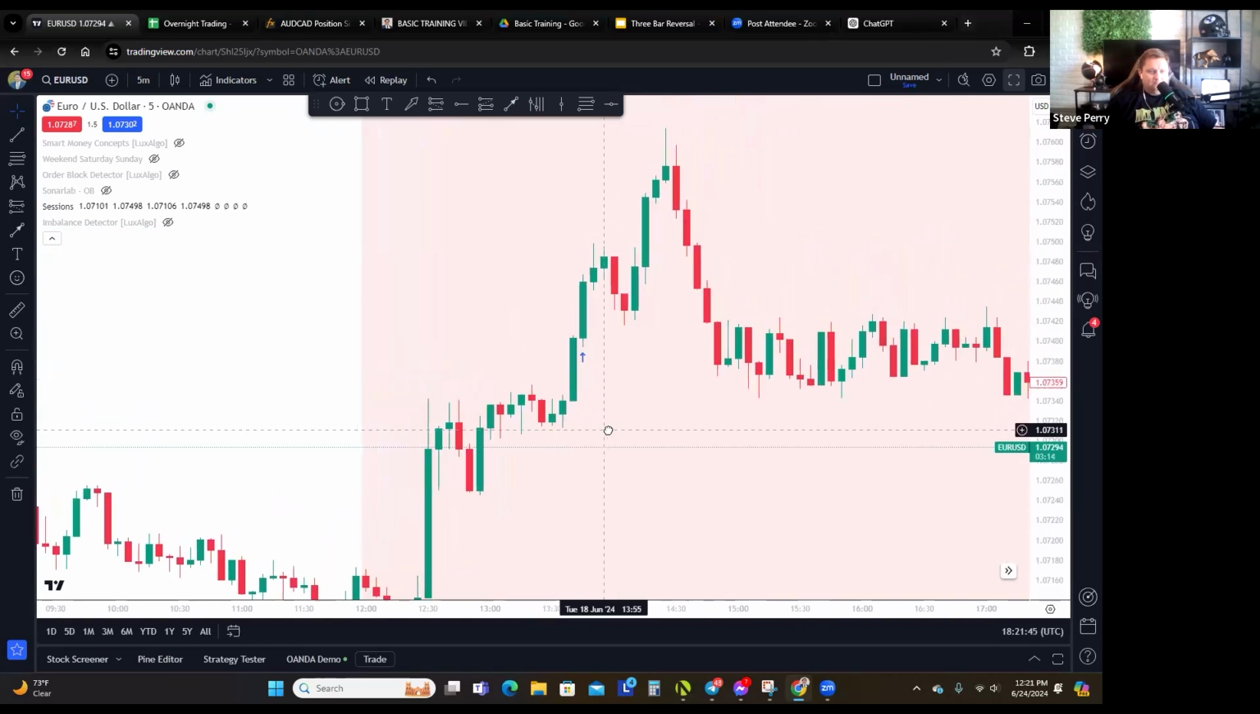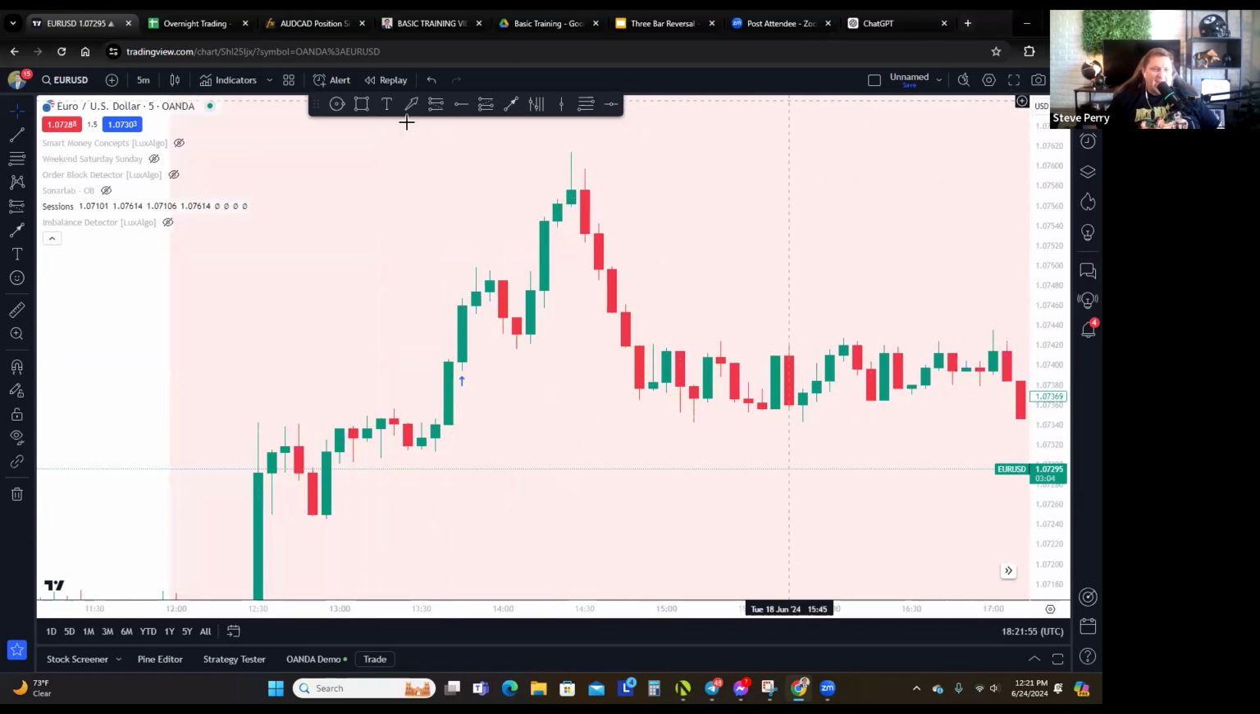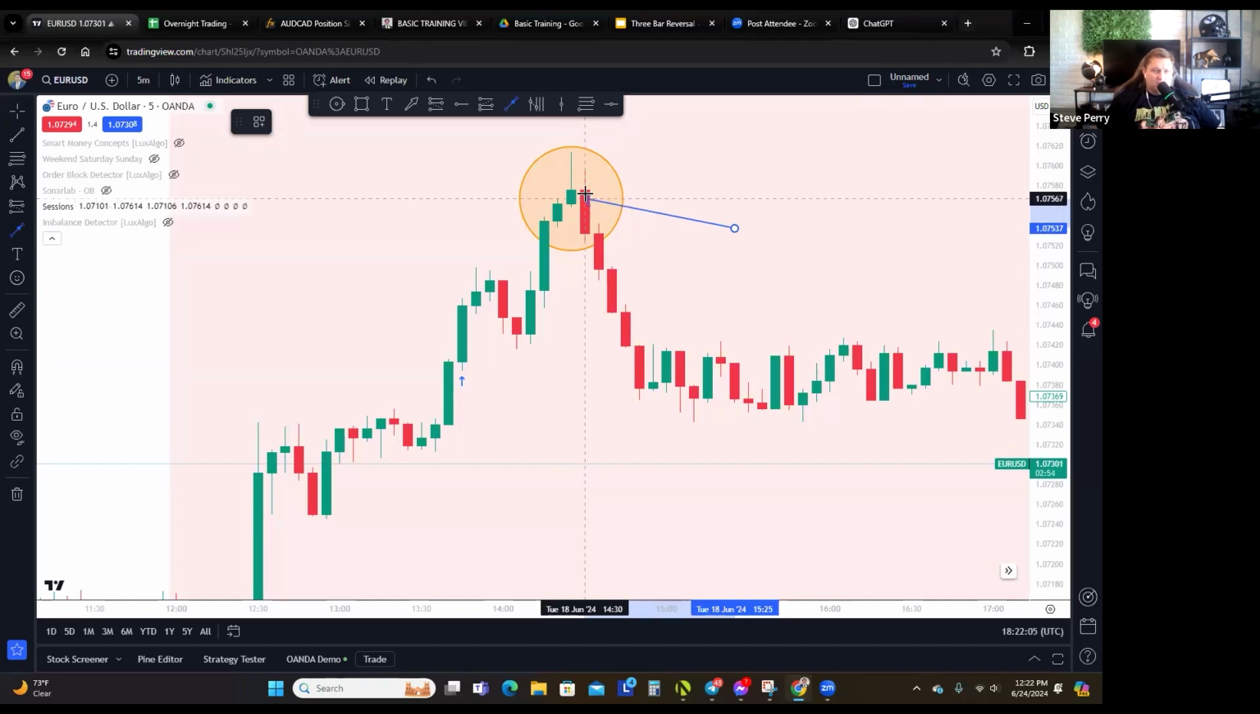Here's actually a pretty good 3 bar reversal about 2.5 hours into the London session or the New York session. This is the type of one that I like to trade right here. This is my favorite type. Why is that my favorite? Because the characteristic of the third candle is that it completely engulfs the previous two candles. Okay, so those are my favorite trades, when this third candle engulfs the previous two combined.